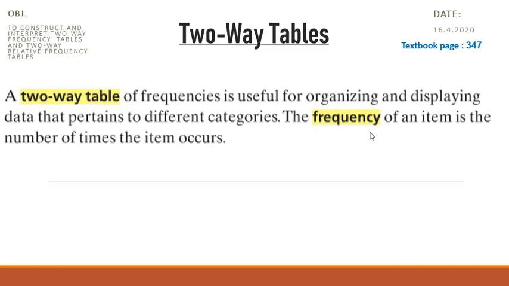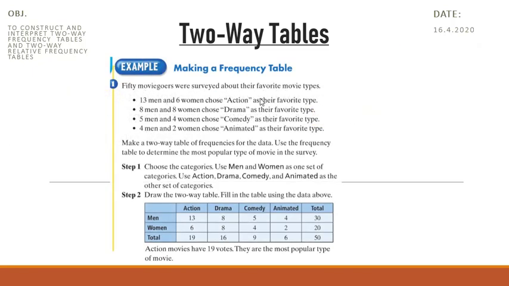The frequency of an item, the meaning of frequency, is the number of times the item occurs. So the frequency is the number of times the item occurs. How to make a frequency table? You will get the data and just put these data in the table.